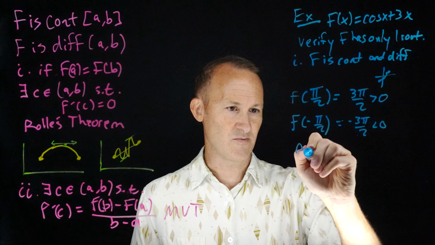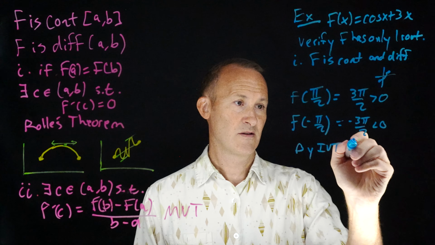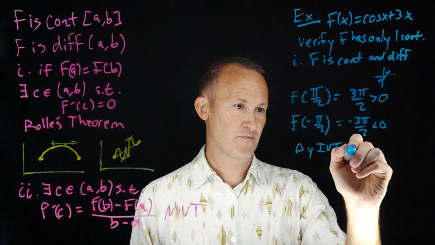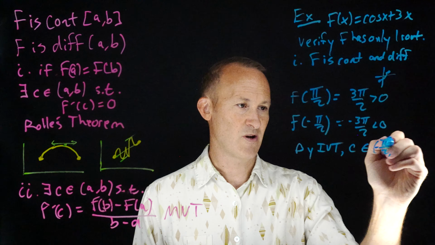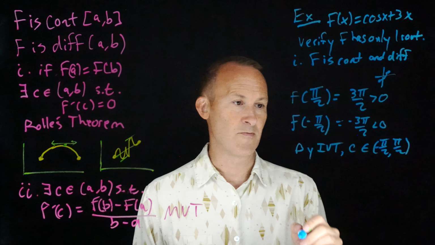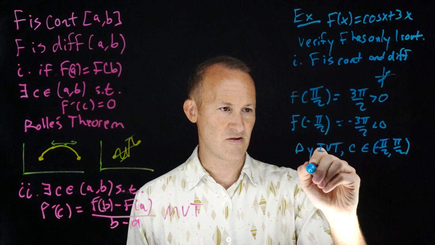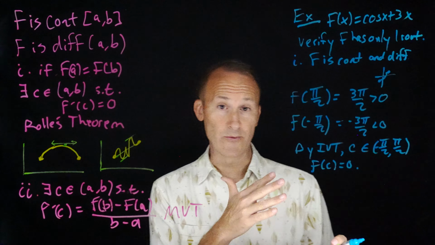And so by the intermediate value theorem, there must be some number c in the interval, now we chose pi over 2 and negative pi over 2, so between negative pi over 2 and positive pi over 2, such that f of c equals 0, and that establishes that we have one root.